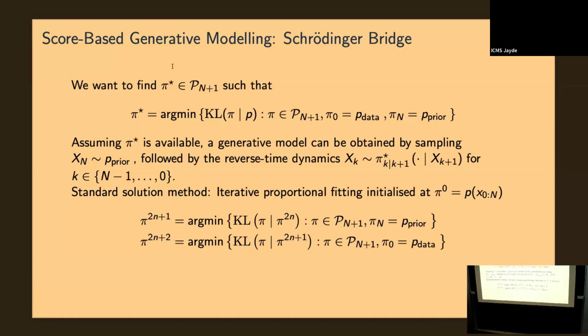And there is a standard solution method for this sort of optimal transport problem, and that is called iterative proportional fitting. So you alternate between two steps. In the odd steps, you fit it such that the Kullback-Leibler divergence between whatever you're looking for and the other one is minimal, given that the last step is the prior. And then you take another step given that, and you fix the pi 0 to be the p data. And it turns out that under certain conditions, this iteration will produce exactly what you want.